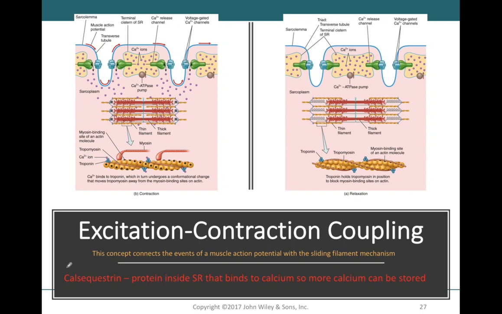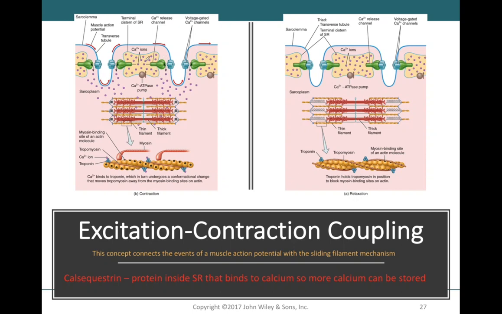Now, there's another protein that I'd like you all to be aware of, which is known as calsequestrin. This is a protein that hangs out inside of the sarcoplasmic reticulum, and it's going to bind to calcium and help to package calcium very nicely inside of the sarcoplasmic reticulum so that we can fit more calcium into the SR and store it there more readily. So both calcium ATPase pump and calsequestrin are going to help to get more and more calcium back into our sarcoplasmic reticulum.